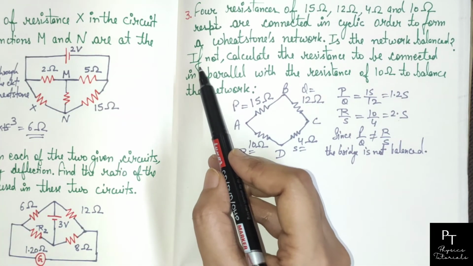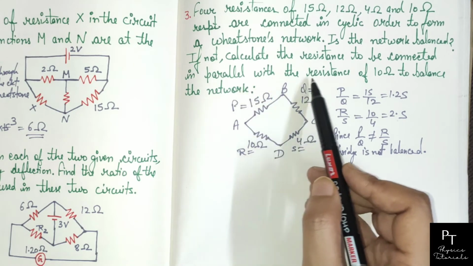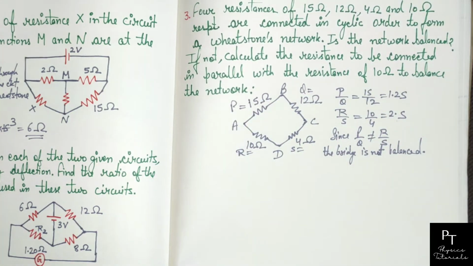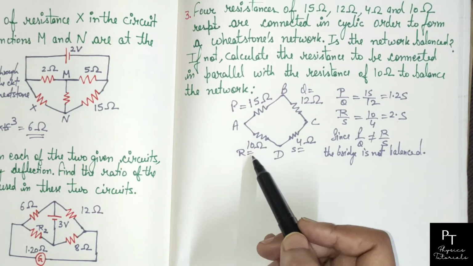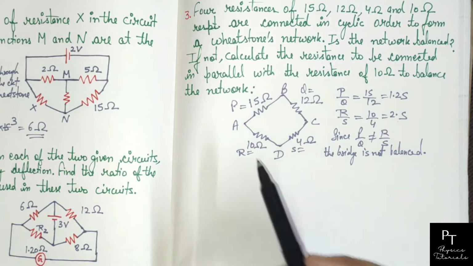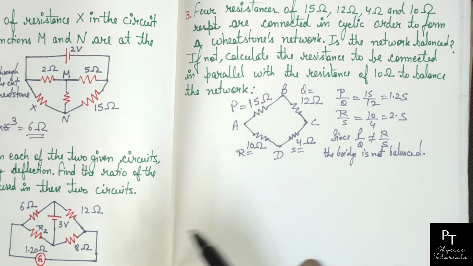अब आगे क्या करना है? If not, calculate the resistance to be connected in parallel with the resistance of 10 ohm to balance the network. अब क्वेश्चन में कह रहे हैं कि इस रेजिस्टेंस के साथ हमें कितना रेजिस्टेंस पैरेलल में लगाना पड़ेगा सो दैट ये नेटवर्क बैलेंस हो जाए. सो हम अज्यूम करते हैं कि जो रेजिस्टेंस हमें इसके साथ पैरेलल में लगाना होगा, लेट इट बी एक्स.